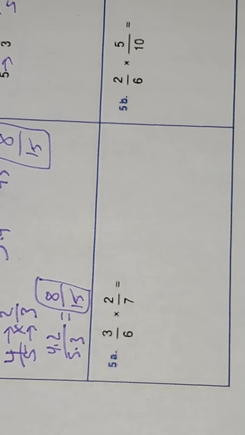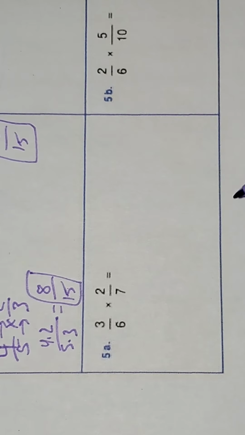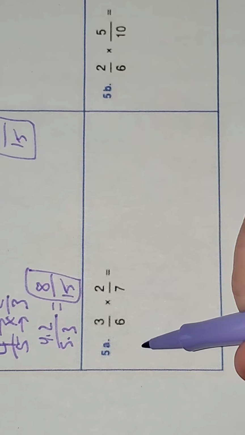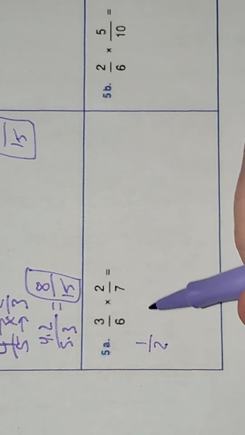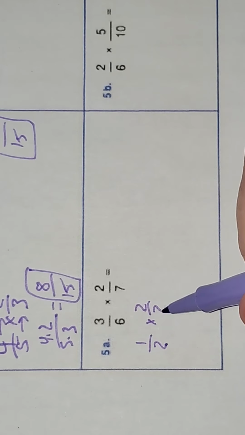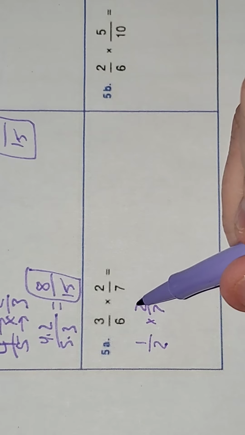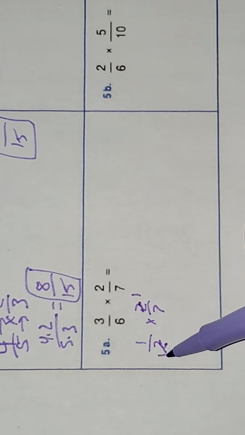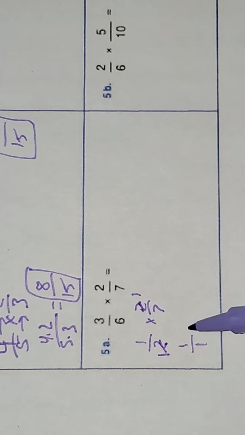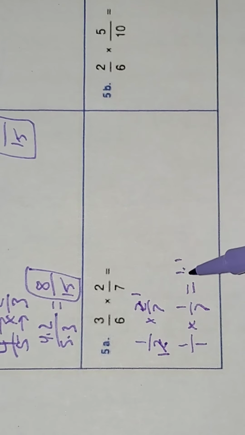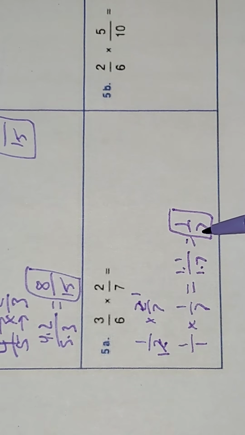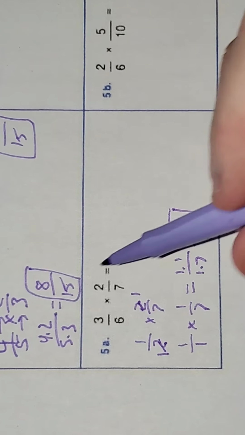On our last two problems, there are a couple ways to reduce, and I'm going to show you both of them. Notice that 3/6 would be the same as 1/2 times 2/7. Notice there's a 2 here and a 2 here. Since 2 goes into 2 one time, this becomes 1/1 times 1/7, which is 1 times 1 over 1 times 7, or 1/7. It's your final answer.